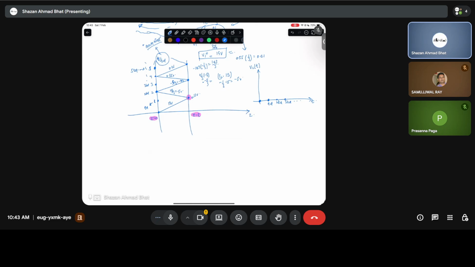Now what's going to happen? Between 0 to TD, there will be no voltage at the load end. The voltage is going to arrive after time TD, so it will rise to a particular value. What will be this value? This will be 15 volts. Now when is the voltage coming back towards the load end? It's coming after time 3 TD. So this is the first time instant, this is the second time instant, and this will be the third time instant after which the voltage is coming back.